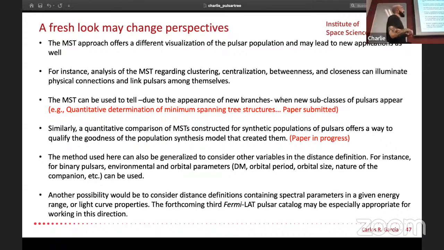But the same goes for the variables, because for this work we decided to use the biggest data set that we could. But maybe you want to focus on only one part of the P-Pdot diagram, and for those pulsars you have different values that are known. So maybe you can obtain different things. And I think that is all.